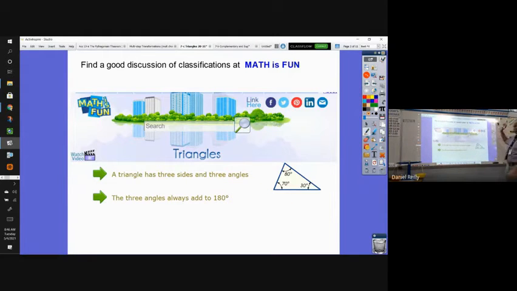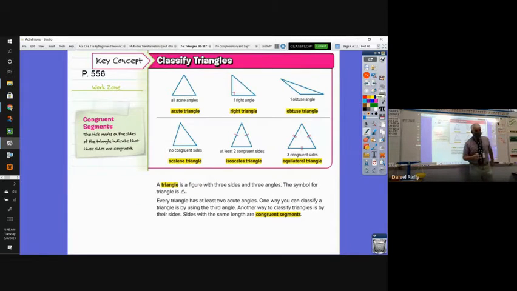This website is really good. Math is fun. Very good lessons on stuff. Okay? If you're having trouble remembering what's happening in class, go to that website and just search on triangles.